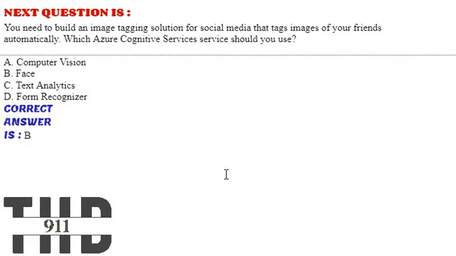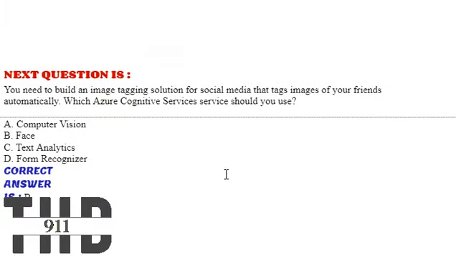Our next question. You need to build an image tagging solution for social media that tags images of your friends automatically. Which Azure Cognitive Services service should you use? Option A, Computer Vision. Option B, Face. Option C, Text Analytics. Option D, Form Recognizer. The correct answer is option B.